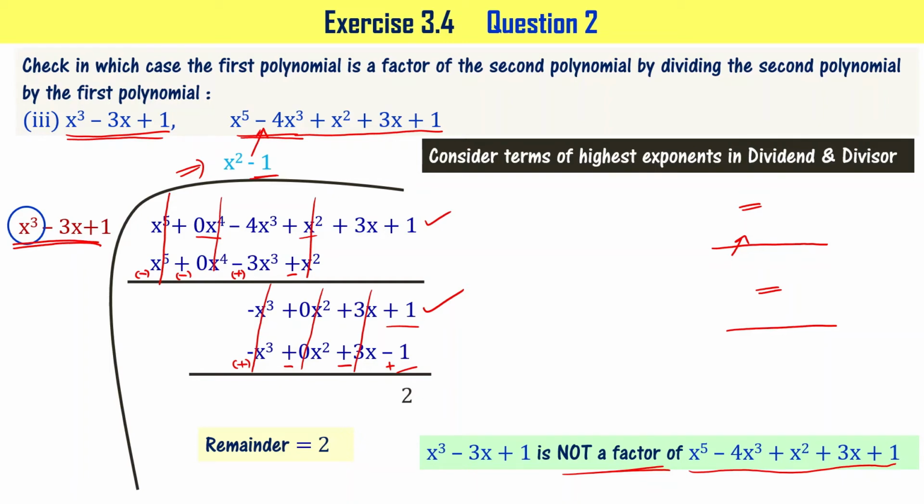In the case of the first two problems, we have got the first polynomial as a factor of the second polynomial. In the case of the third one, the first polynomial is not a factor of the second polynomial given, right?